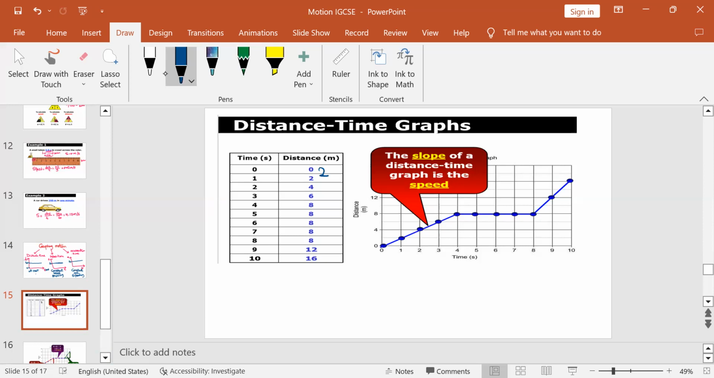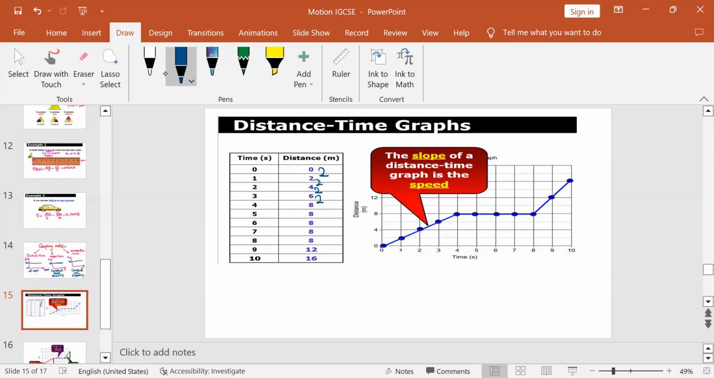But from the first second to the second, it is from 2 to 4, which means that the body covered how many meters? 2 meters. What does it mean? In each second, the body covered 2 meters. Second to third, the body covered 2 more meters. From 3 to 4, the body covered 2 meters.